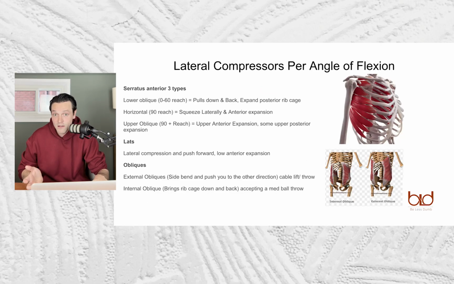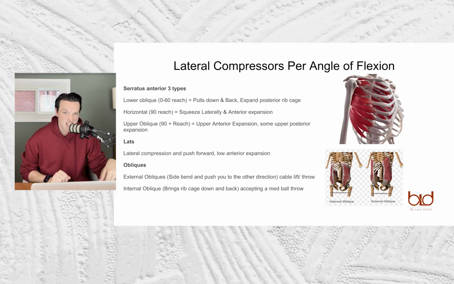So we can use that in our strength training. We have lots of lateral compressors of our body that will aid us in our anterior to posterior compression. So 3 big ones are our serratus anterior, lats, and obliques. We can go through this. The easiest one, I think, for people to get their head around is the serratus anterior. So we have 3 types.